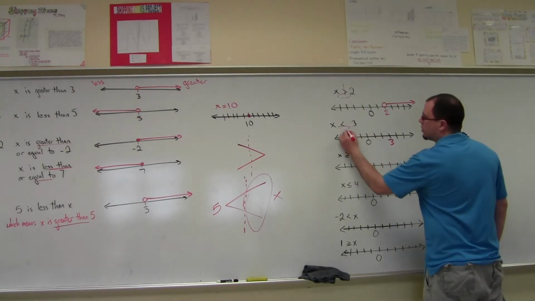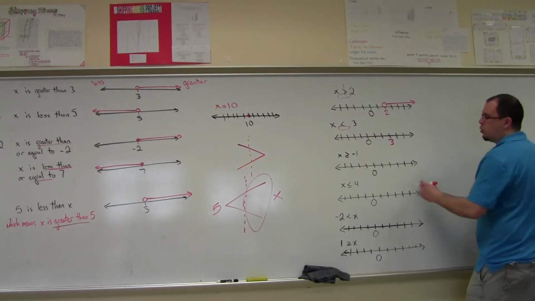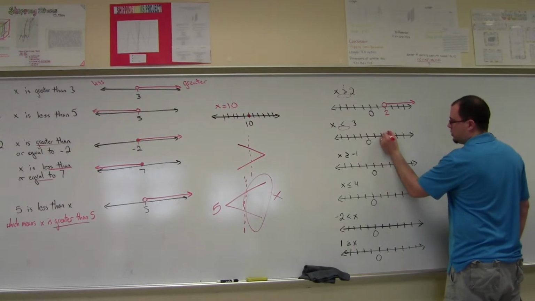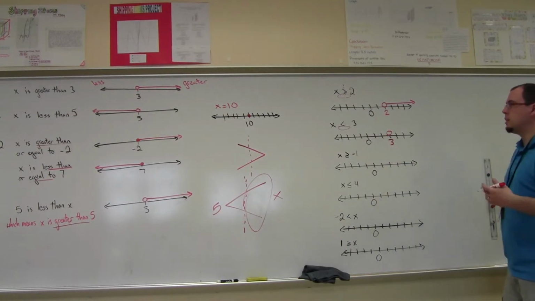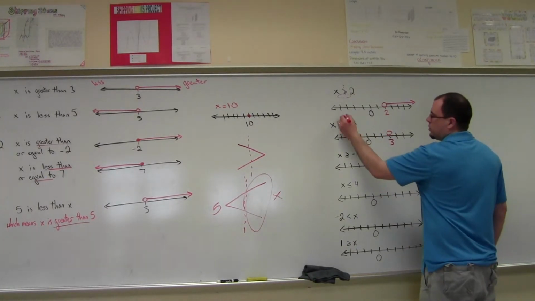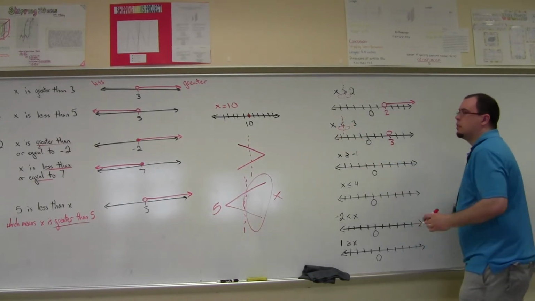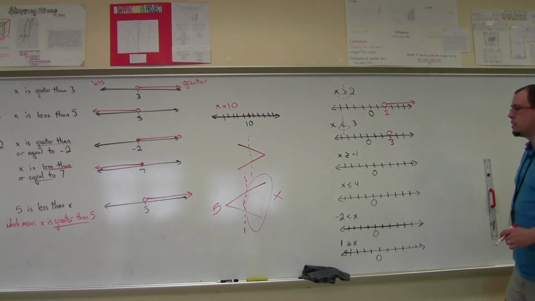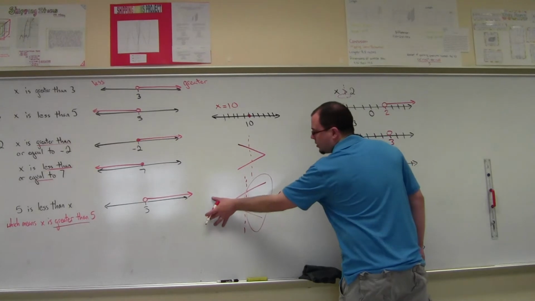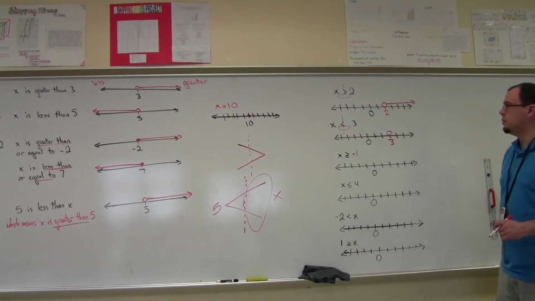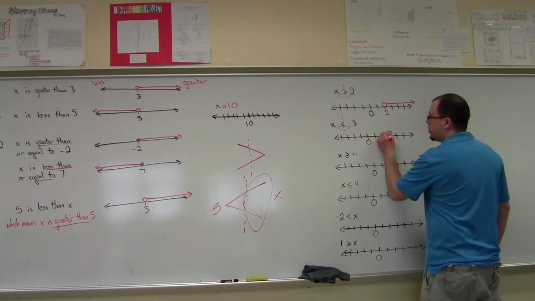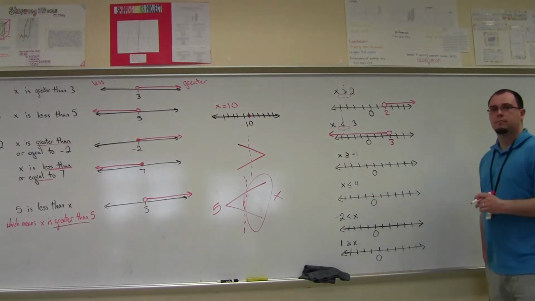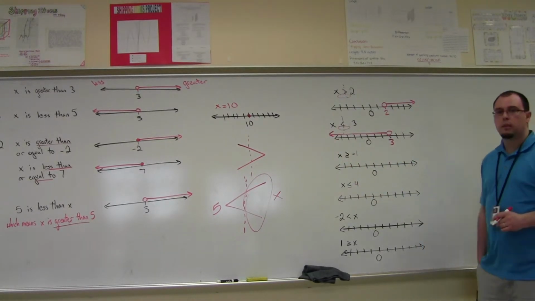Open circle or closed circle? It's going to be open. And do we go to the left or the right? So we split that in half. You'll notice this time that x is going to be on the small side of the inequality symbol. So that means we're going to go to the left. So that's what we want to do there.